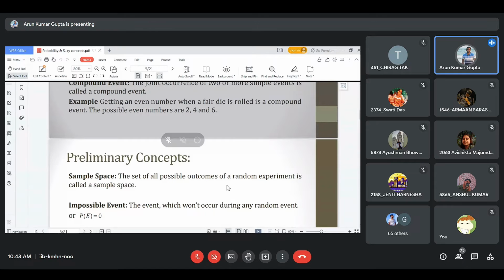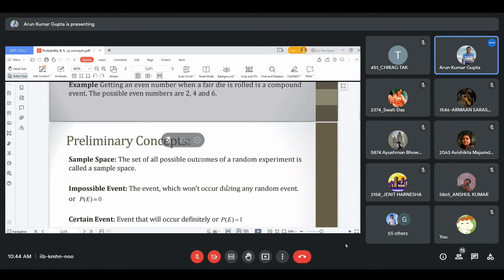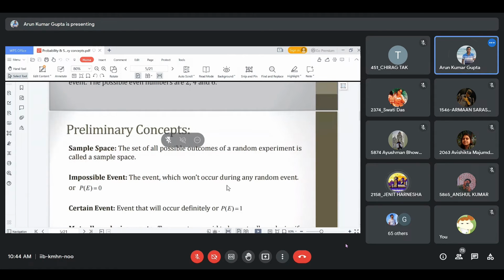Complement. Complement means, what will be the opposite of impossible? Certain event. Yes. So the chance of occurrence is 100%. The event that will occur definitely is called a certain event.